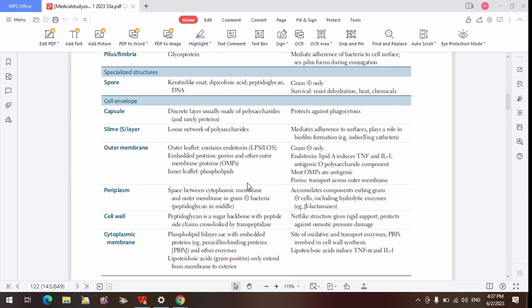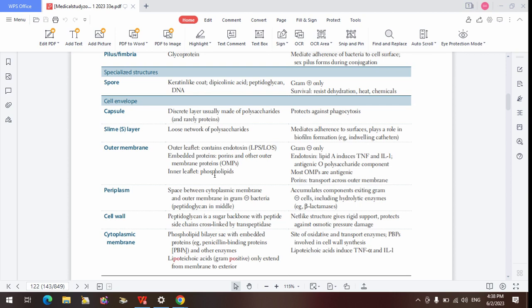So in the inner leaflet, we have phospholipids. They are just there. They don't do any particular function. Now, the middle layer contains the outer membrane proteins. It also contains porin. That porin just allows for movement of materials between the cell and the environment. That's just what the porin does.